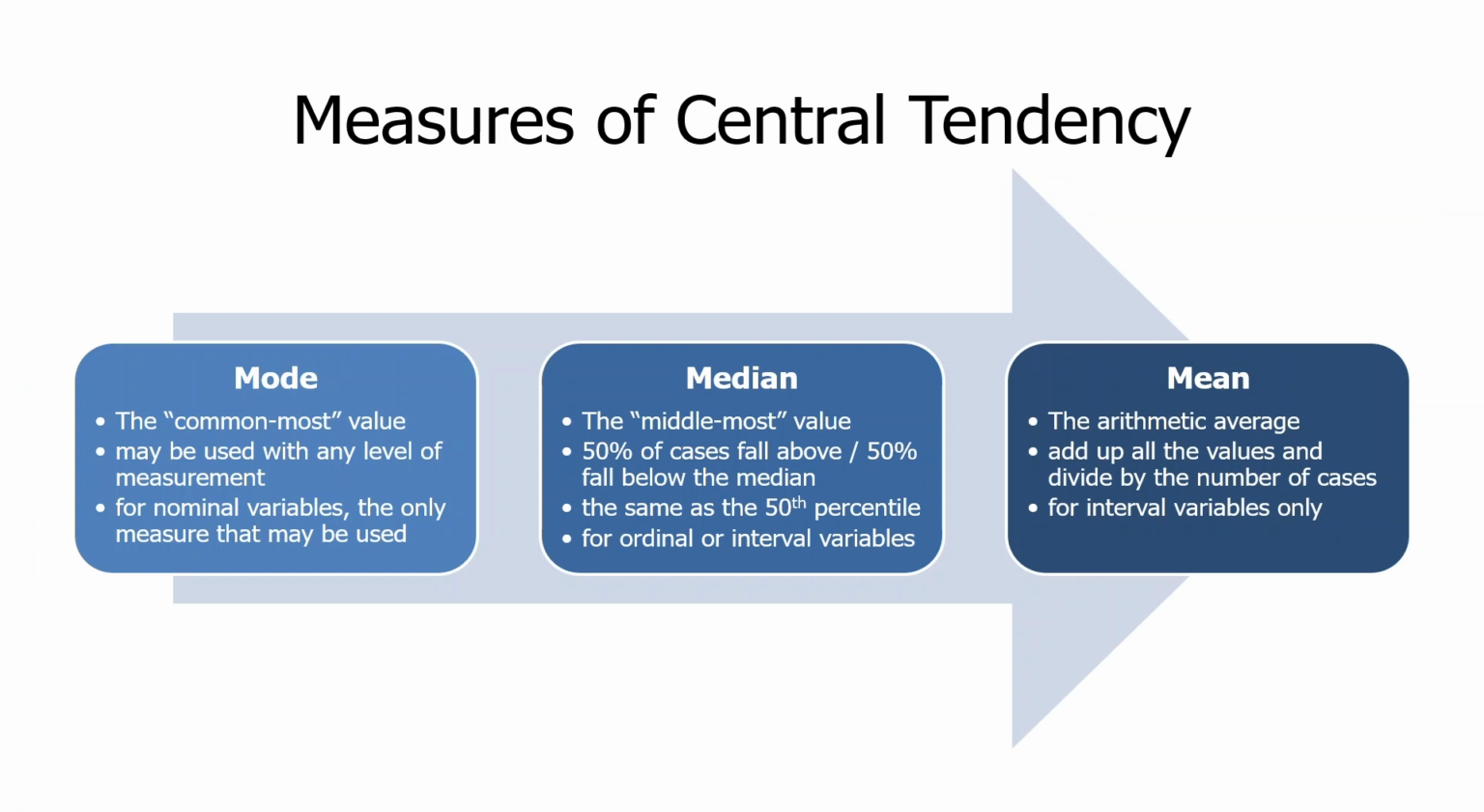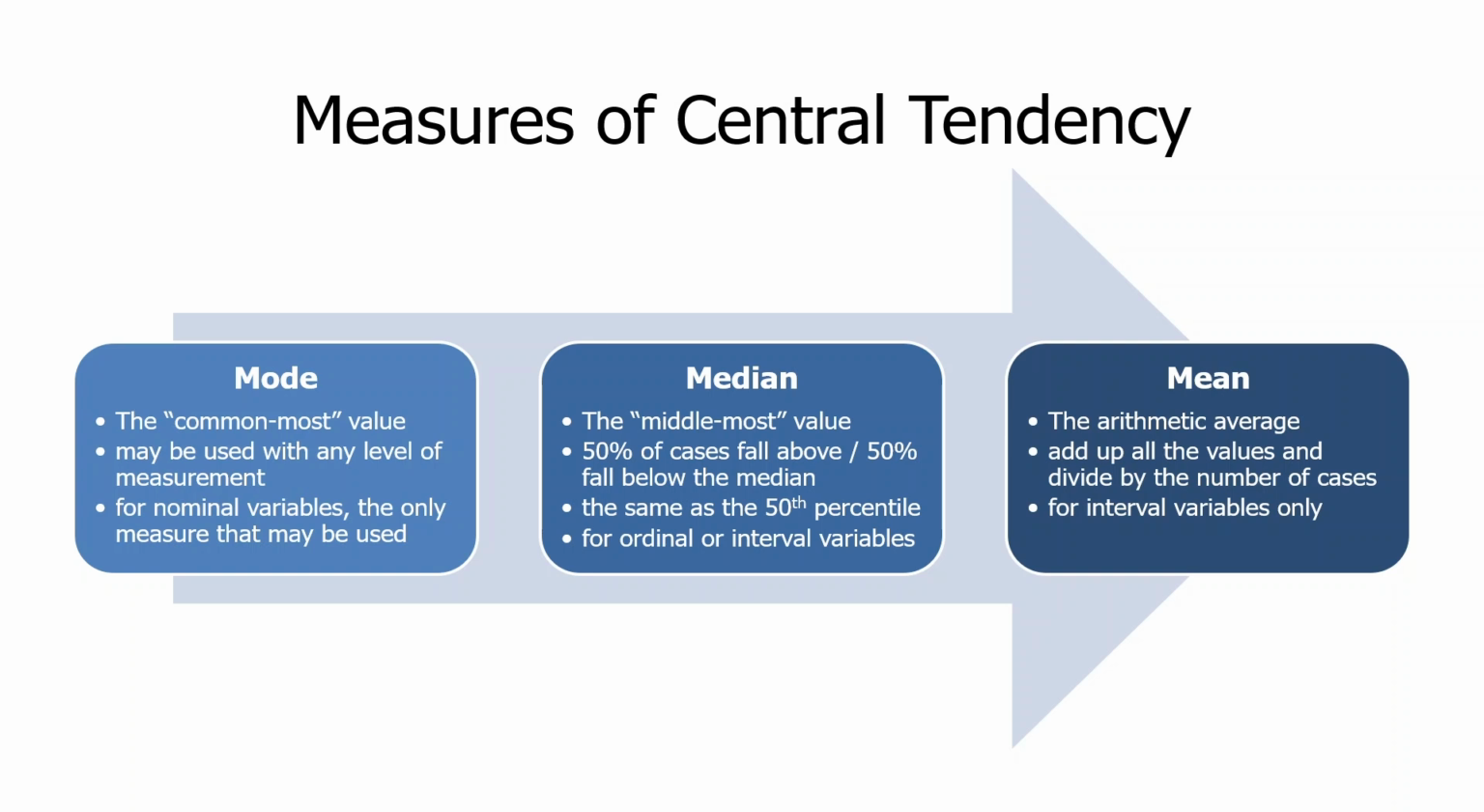There are three measures of central tendency. The mode of any variable is the most common value of the variable. You can find the mode at any level of measurement. Sometimes with interval variables it doesn't really help a lot to find the mode, but it's the only measure of central tendency that can be used with nominal variables.